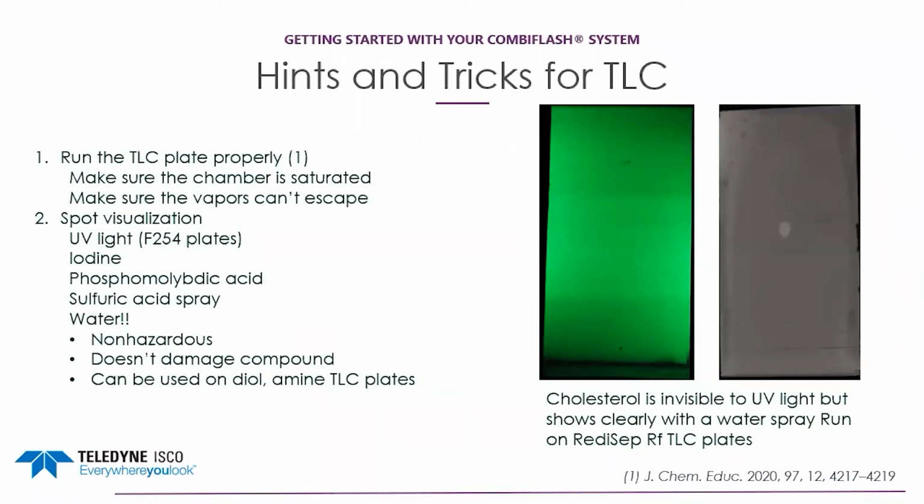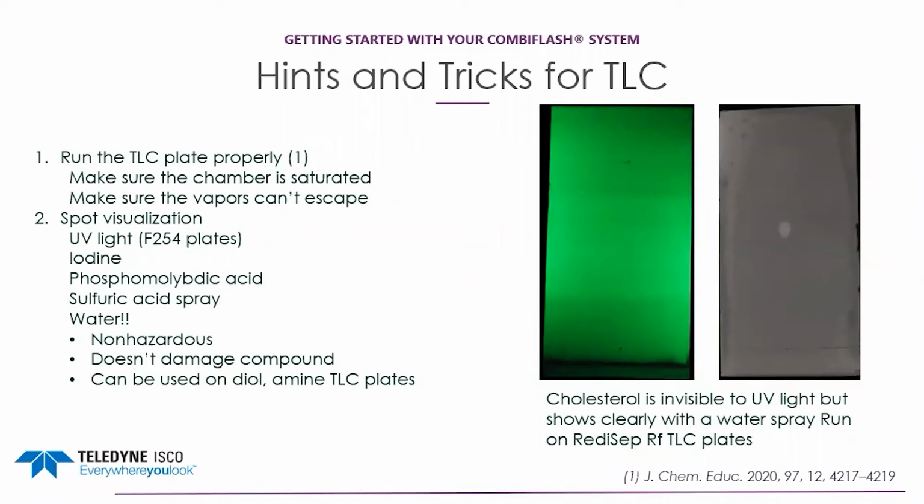Ways to visualize the spots include using UV light or universal indicators such as iodine, which indicate compounds with double bonds. Oxidizers such as sulfuric acid and phosphomolybdic acid can also be used, and a water spray allows compounds without chromophores to be non-destructively seen.